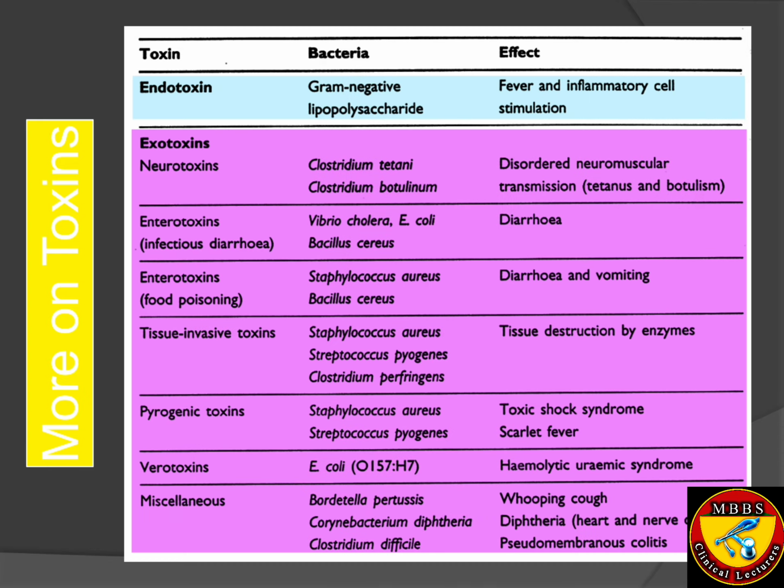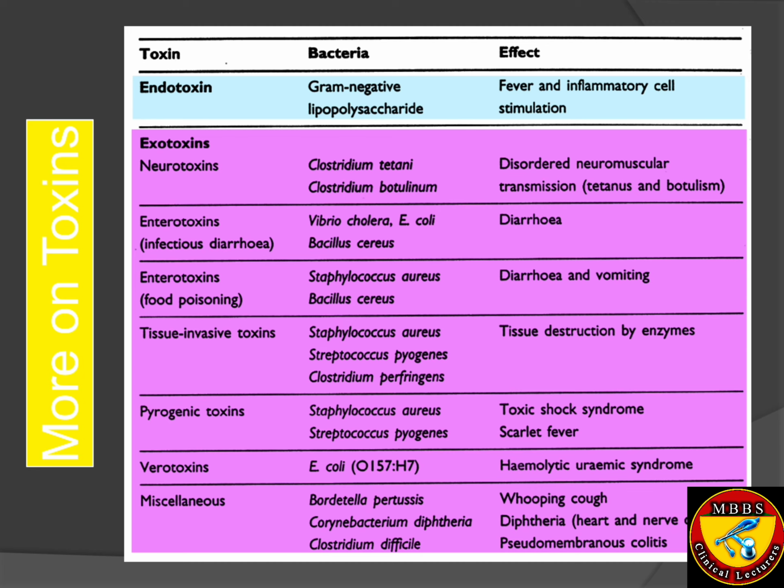So this is another good graph showing all the toxins and their effects. The endotoxin, which is a gram-negative lipopolysaccharide, causes fever and inflammatory cell stimulation. While in different exotoxins, we have neurotoxins, enterotoxins, tissue-invasive toxins, pyrogenic toxins, and virotoxins, and they are secreted by different bacteria and have different effects. Enterotoxins we talked about, like Vibrio cholerae, E. coli, and Bacillus cereus, all lead to diarrhea. While food poisoning, caused by Staphylococcus aureus or Bacillus cereus, can lead to vomiting and diarrhea.